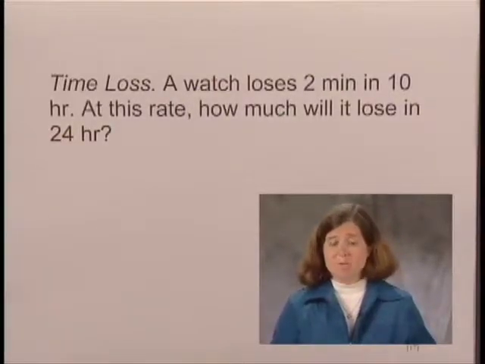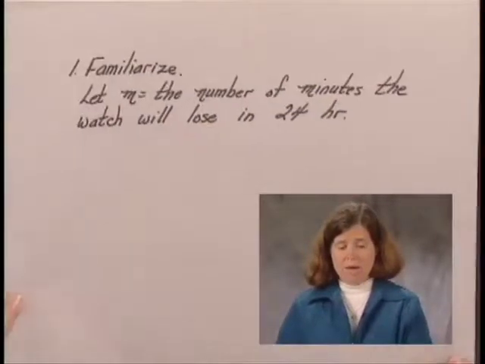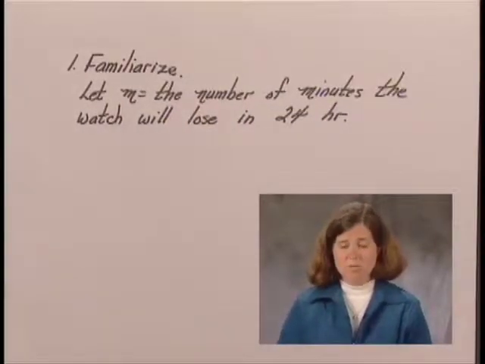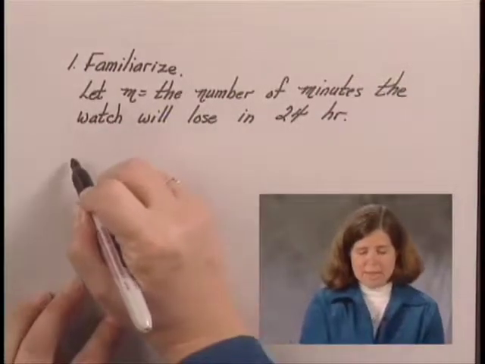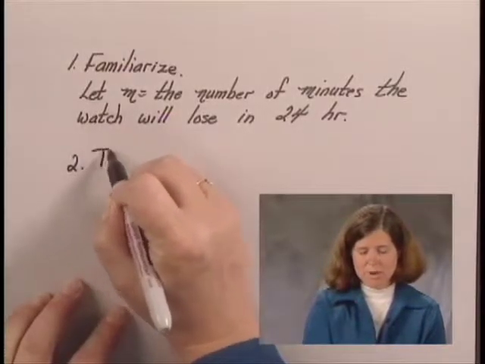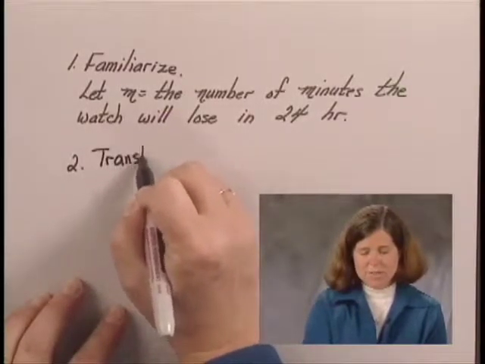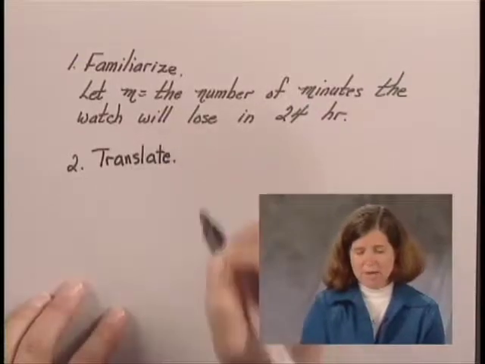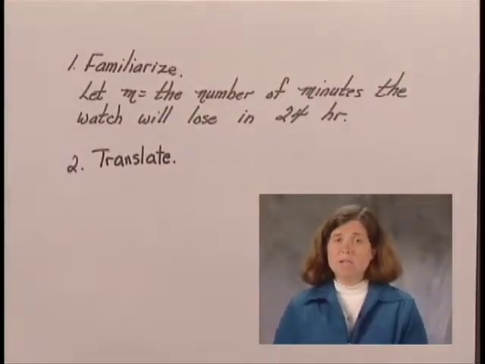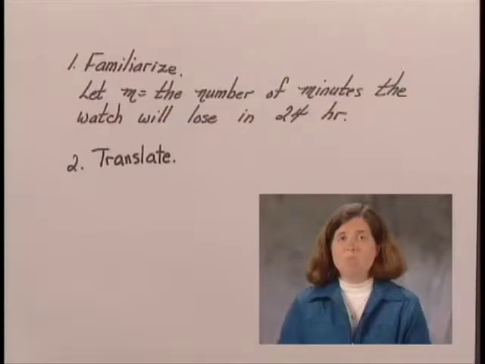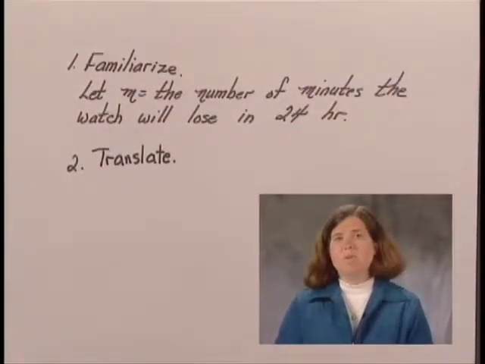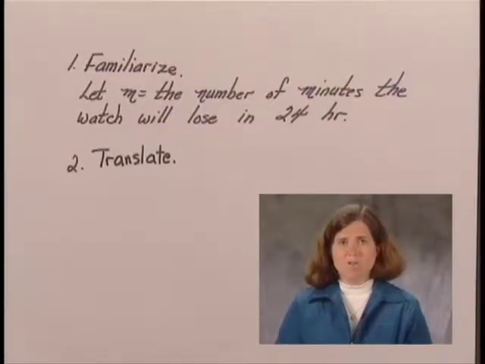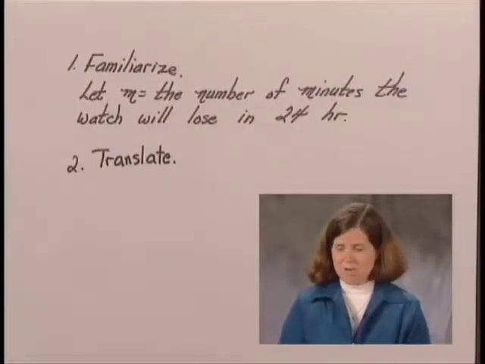So we can define a variable for that, and let's let m equal the number of minutes that the watch will lose in 24 hours. We're ready now to go to our next step in the problem-solving process, and that is to translate the problem into mathematical language. Now, since the rate of time change is going to be the same, we can use a proportion to translate this. We need to be careful that we put the same units in the numerator of each ratio and the same units in the denominator.